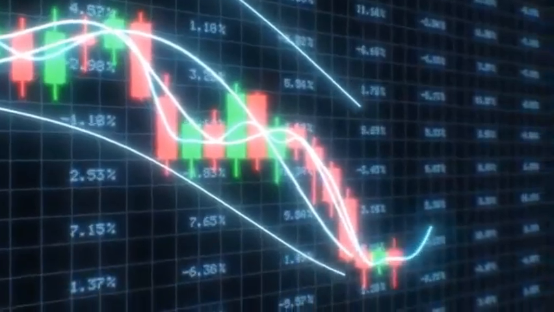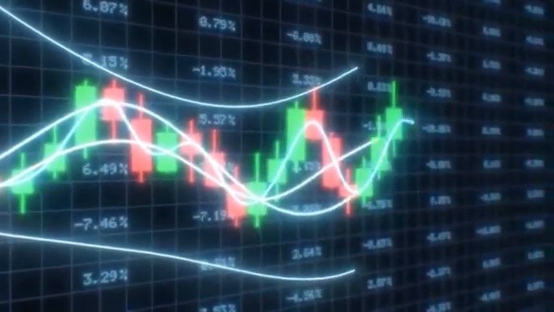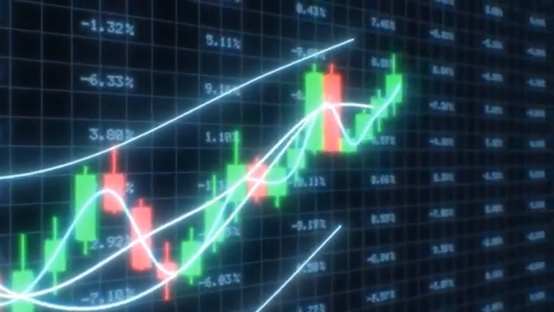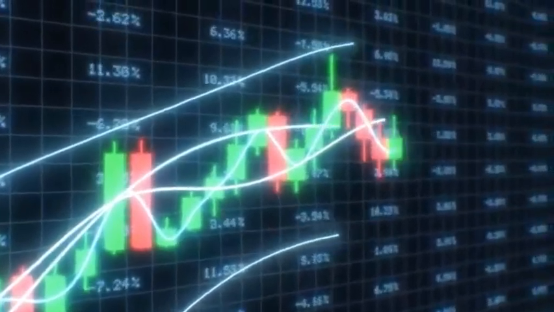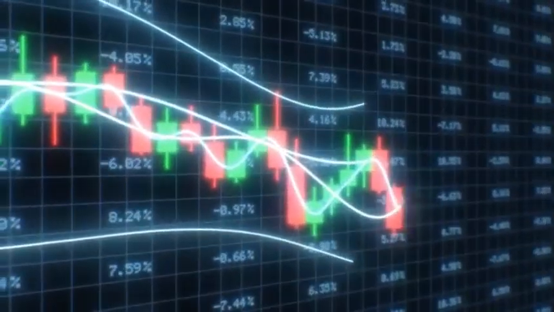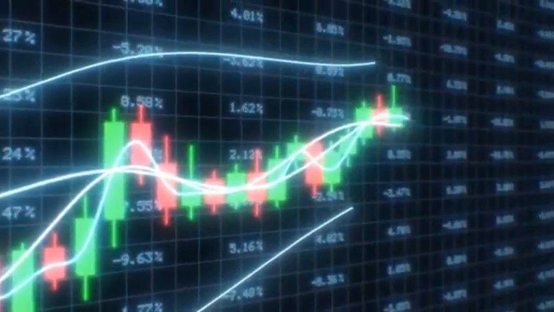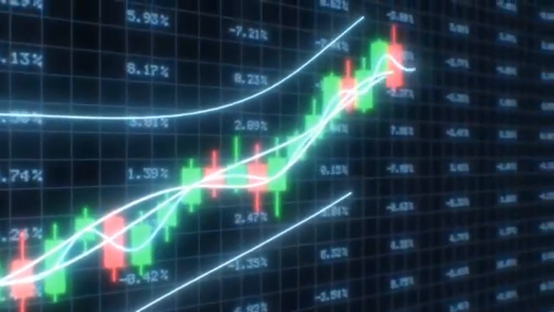Let's break it down. Support. This is the price level where the market tends to find buying interest. Think of it like the floor of the market. When prices fall towards support, buyers step in, and the price tends to bounce up. It's a level where demand is strong enough to stop prices from falling further.